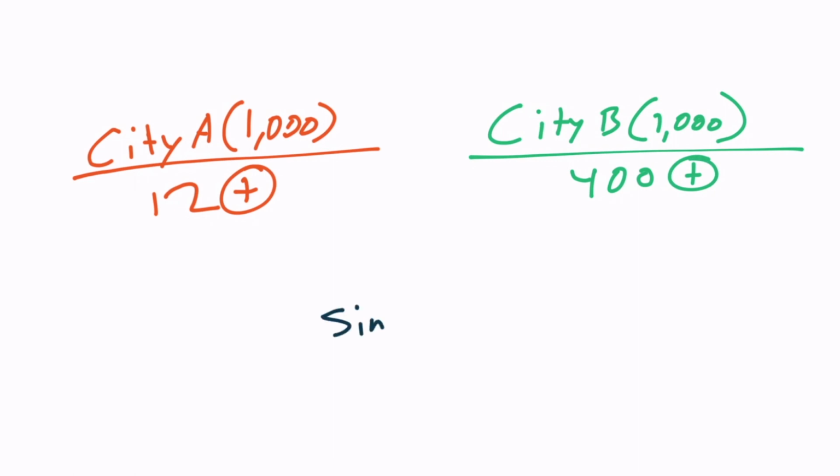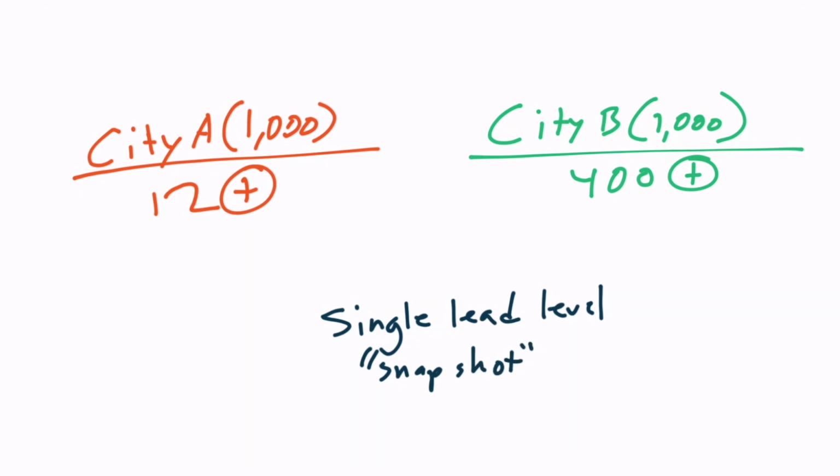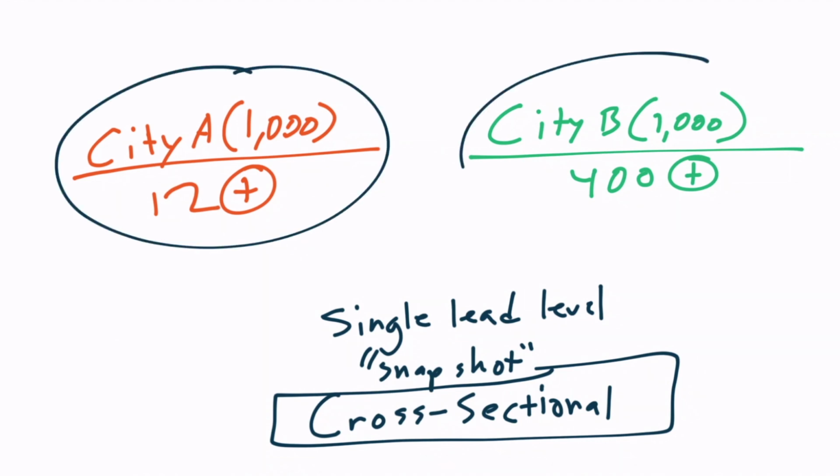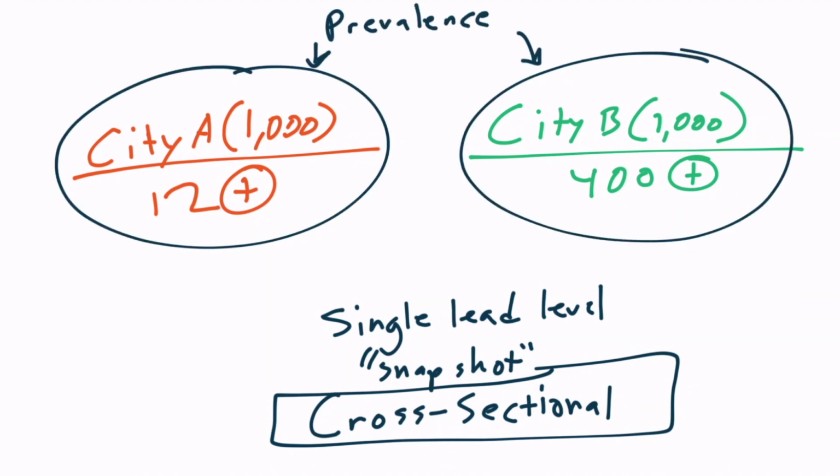Now, a single lead level was obtained. In other words, this is a snapshot in time. This is consistent with a cross-sectional study. And by doing this cross-sectional study, we found the prevalence in each city. We also found a correlation between living in city B and high lead levels. However, this is not causation.